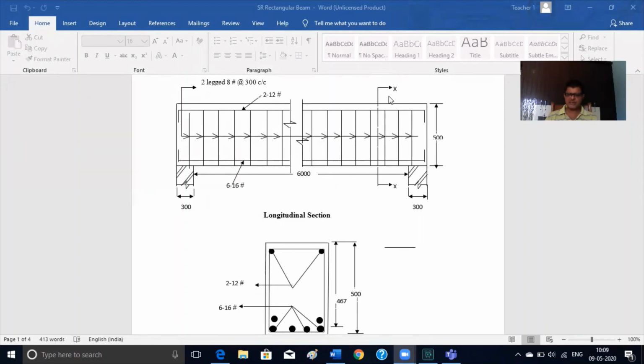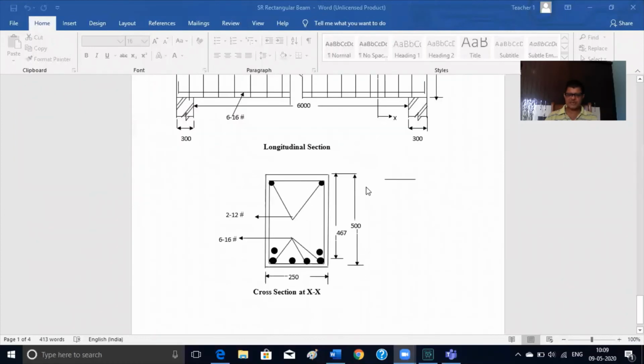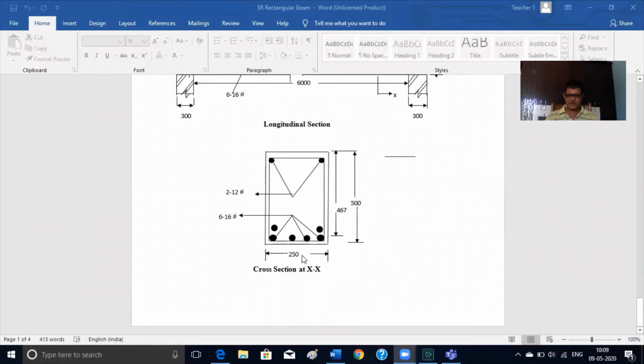If you take a cross section, the section is cut at XX. If you cut the section at XX, you will find the number of bars: 1, 2, 3, 4, 5, 6. And this is your stirrups, 2 leg 8 mm stirrups. So this is the stirrups provided here. Now again you have to see whether these 6 bars can be put in one line or you need 2 lines. That is also to be considered. Whether the bars can be arranged in one line or the bars require a number of rows.